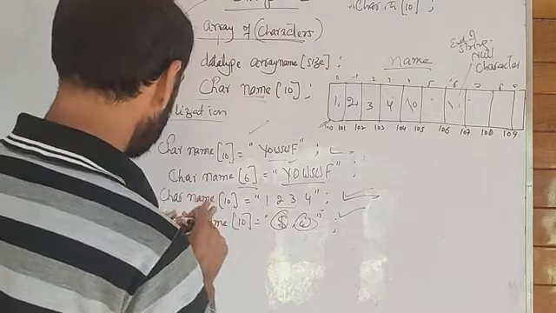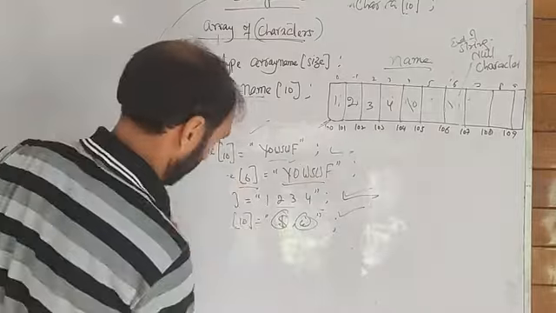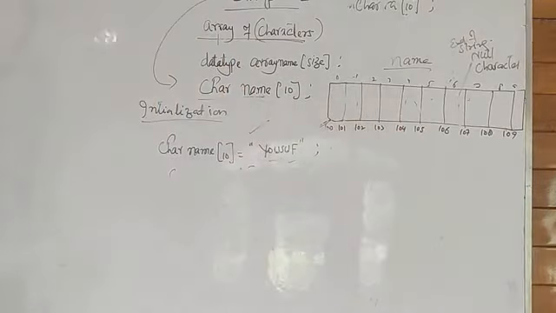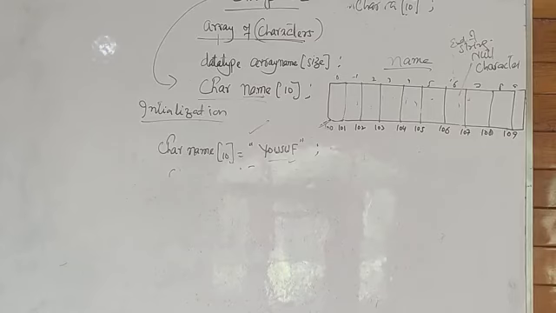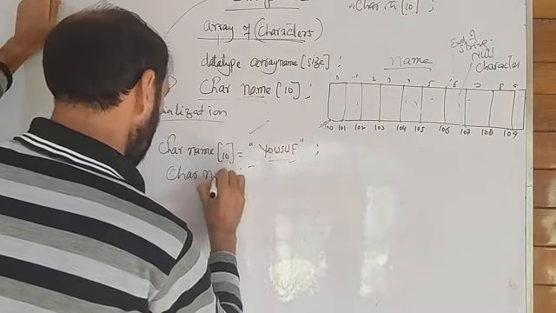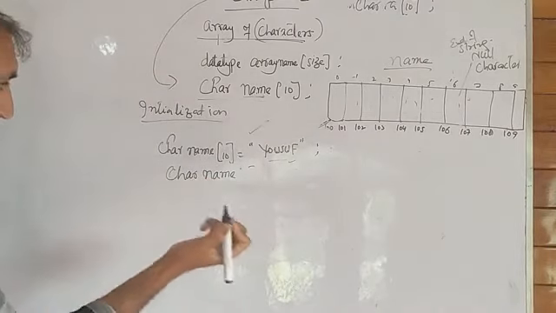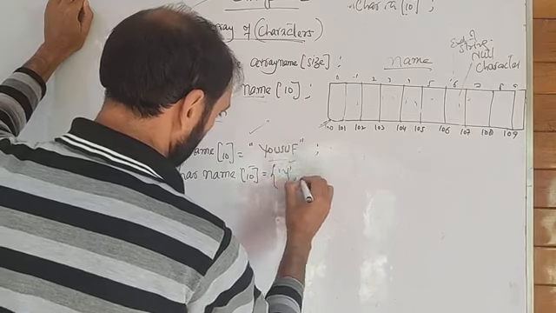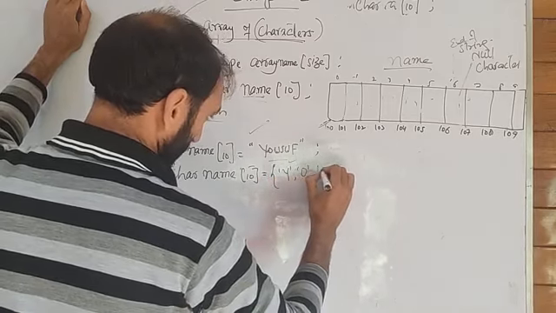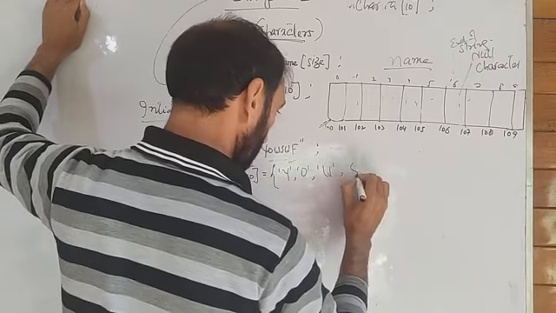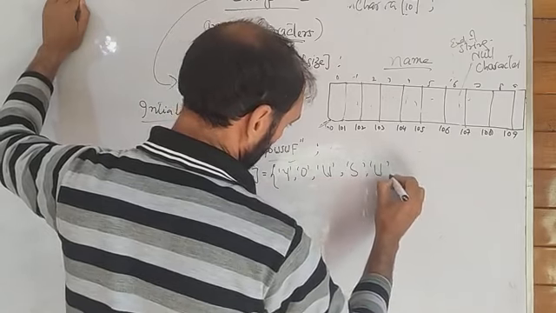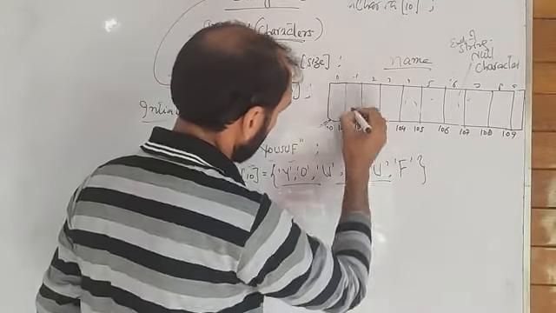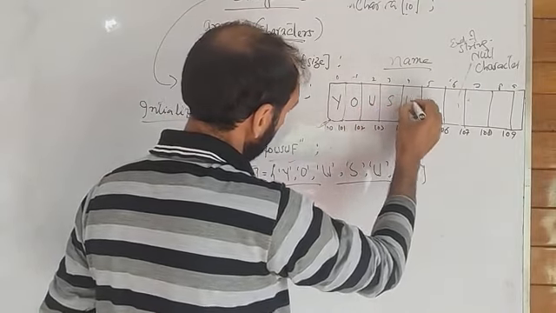Next, the block creation initialization. For example, char name[10] equal to the single characters y, o, u, s, u, f, written one by one. This is also correct.